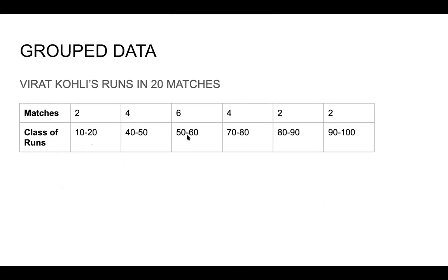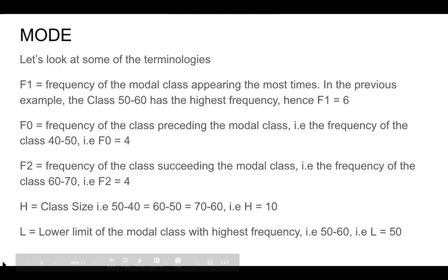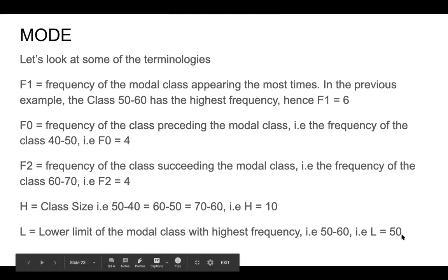Which is the lowest one? Which is the lower limit? It is 50. The highest limit would be 59. The lower limit is 50, so L is 50. Now what is the formula for finding the mode?